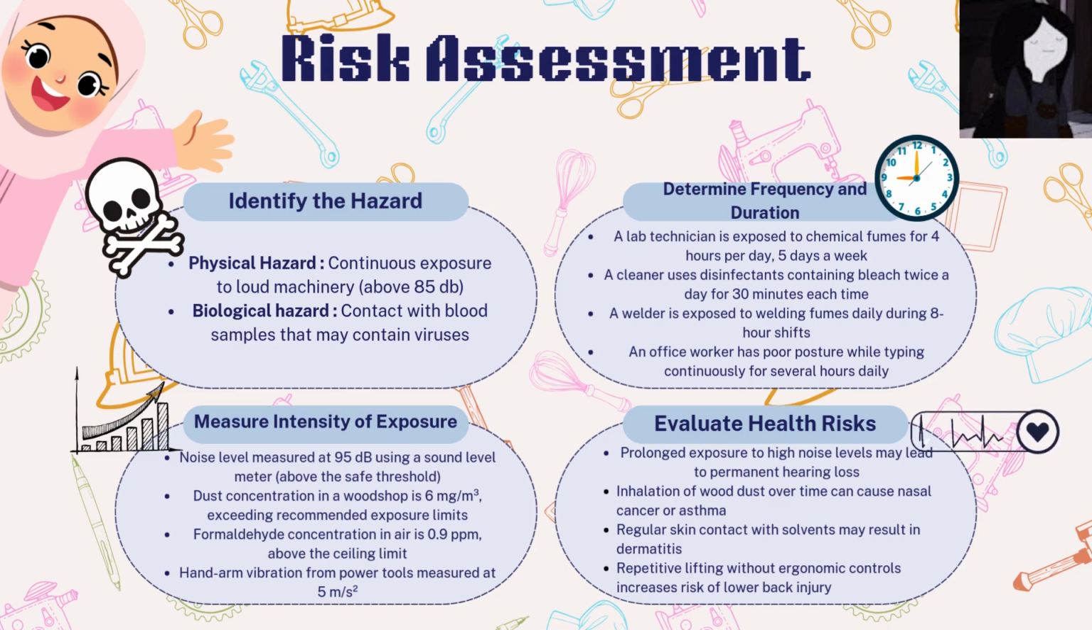Number three, measure intensity of exposure. Then, we measure how intense the exposure is. Examples include noise level measured at 95 decibels using a sound level meter, dust concentration in washrooms, formaldehyde levels, or hand-arm vibration from power tools.